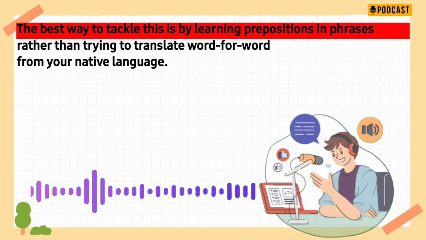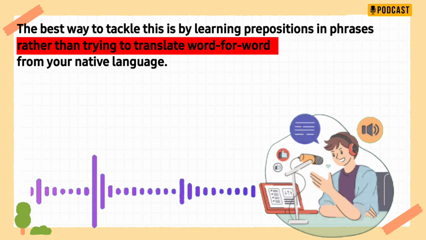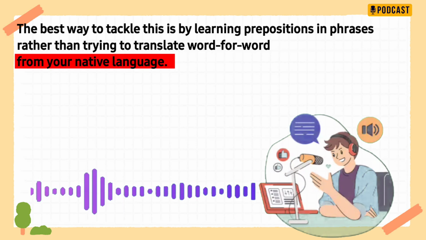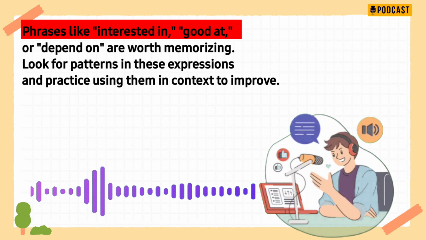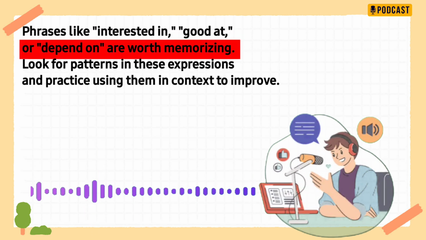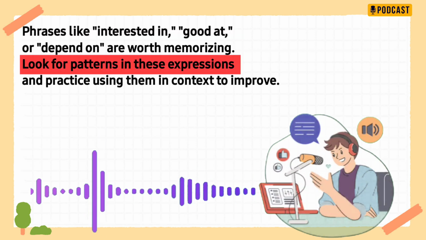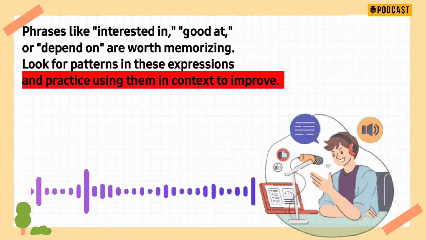The best way to tackle this is by learning prepositions in phrases rather than trying to translate word for word from your native language. Phrases like interested in, good at, or depend on are worth memorizing. Look for patterns in these expressions and practice using them in context to improve.